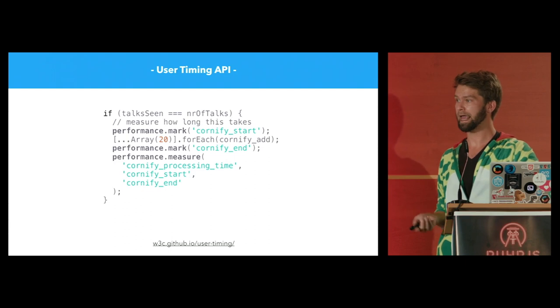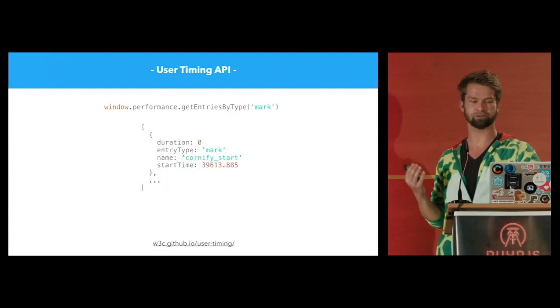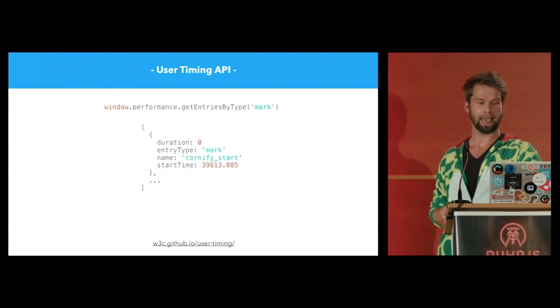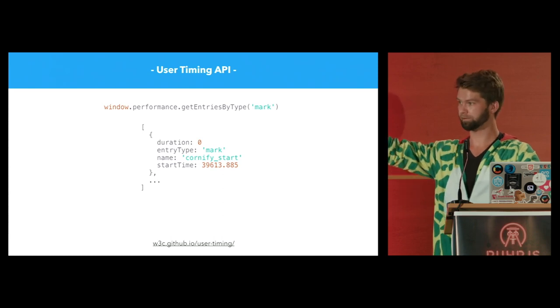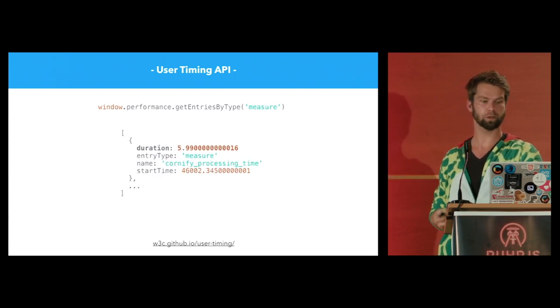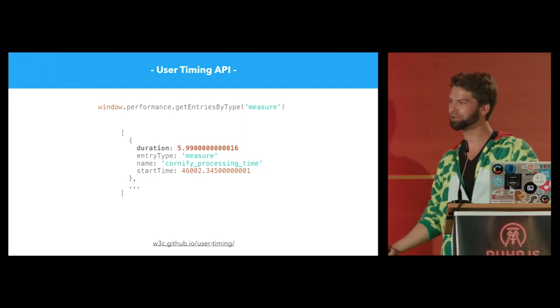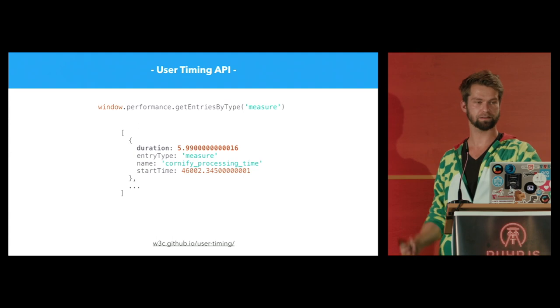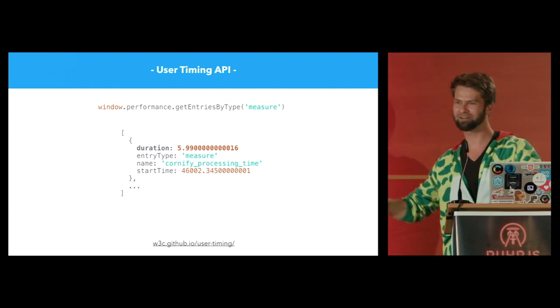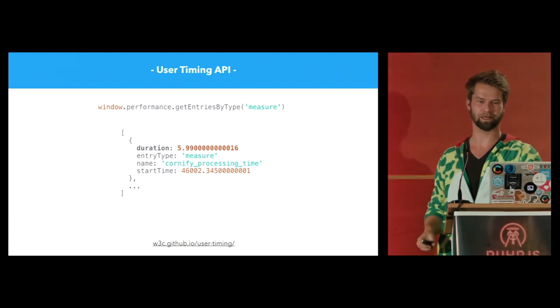And I can then access this information by using getEntriesByType mark. And these are the marks I set before and after. And I get the measure with getEntriesByType measure. And we see there, OK, the unicorn's execution took 6 milliseconds, which kind of fits into my 10 milliseconds budget.